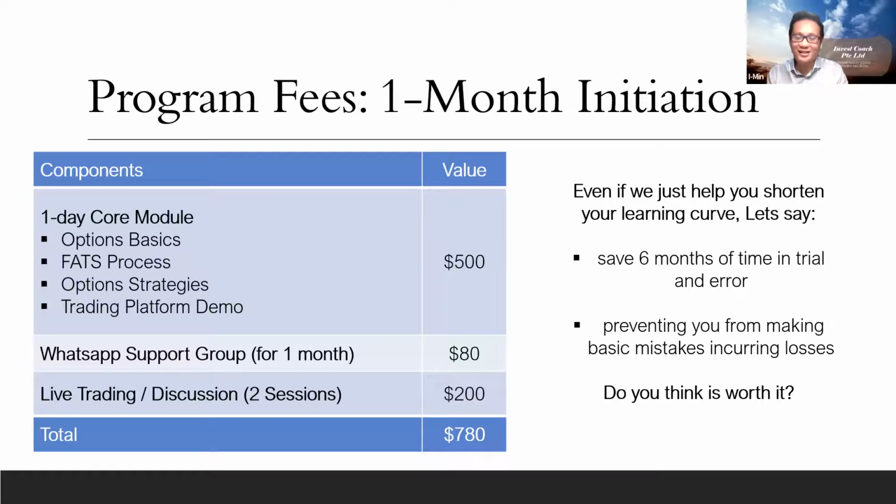So let's say, by paying this $780, you prevent yourself from making such mistakes. Do you think it's actually worth it or not? Whichever angle, I'm quite sure you agree with me, the ROI for this $780 is actually going to be very high. Do your own mathematics.